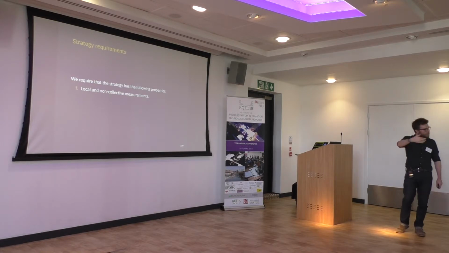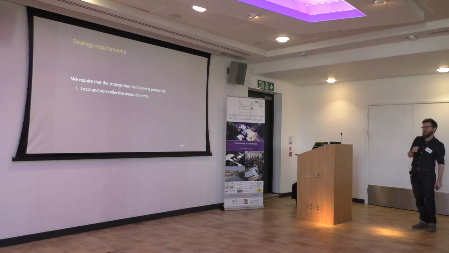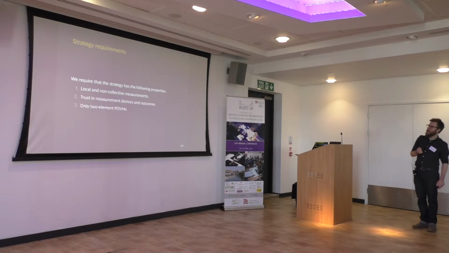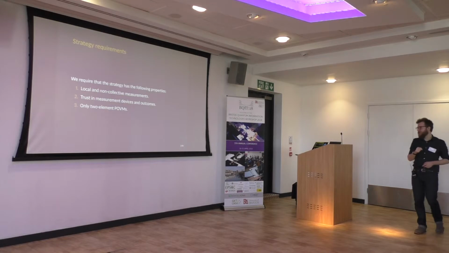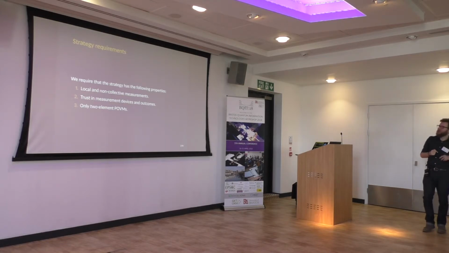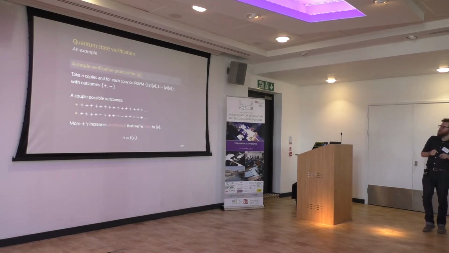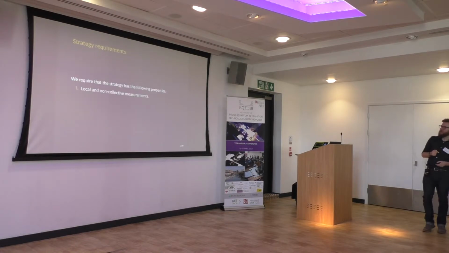You push a button, you get a state out, you measure it, you throw it away. You push a button, you get a state out, you measure it, you throw it away, etc. And two for me, just to make the maths easier, I'm going to assume that your measurement devices are perfect, and that the only thing that might be going wrong is the state that's coming out of your experiment. And I'm also going to assume that, much like this measurement here that only has two outcomes, you're looking at POVMs with two outcomes.